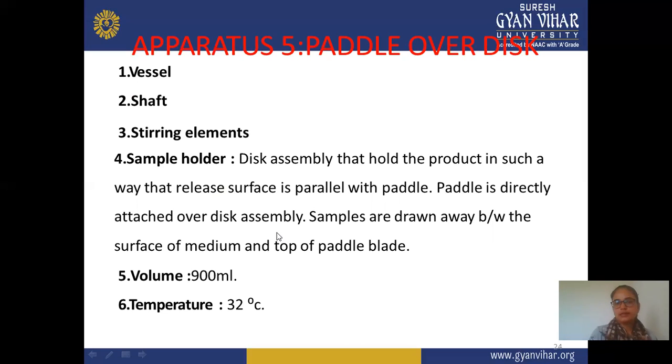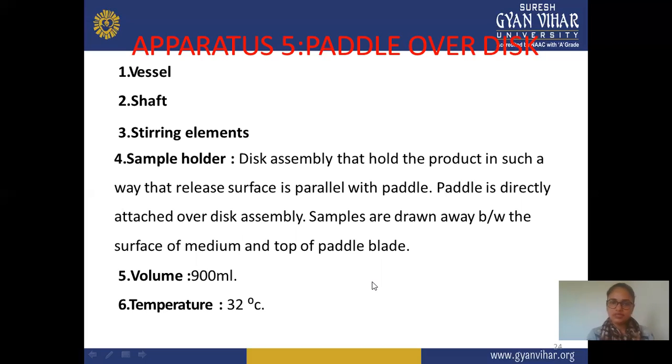Means your assembly side, your drug is released parallelly onto the surface, and the paddle is directly attached over the disc assembly, or your apparatus. Samples are dropped between the surface medium and the top of the paddle plate. In this type 5 apparatus, the placing of a sample is also easy.